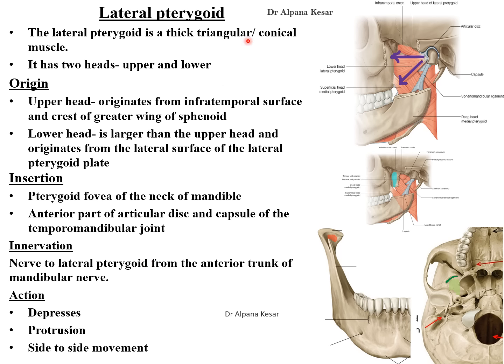The action of lateral pterygoid is to depress the mandible. It is the only muscle of mastication that depresses the mandible to open the mouth. It also helps to protrude the mandible, that is, moves the mandible forwards. Along with medial pterygoid, it also helps in side-to-side movements of the mandible.